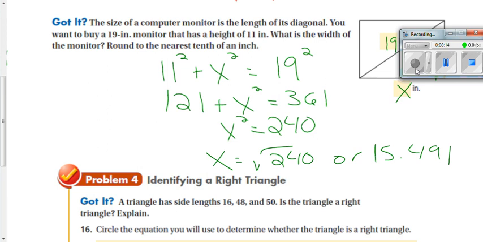Okay, so there's my work. Solving for the leg, so therefore I got the square root of 240 or 15.491 if you truncated your answer to three decimal places. Okay.